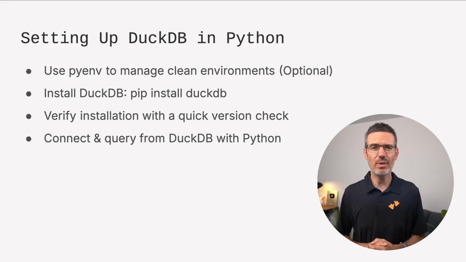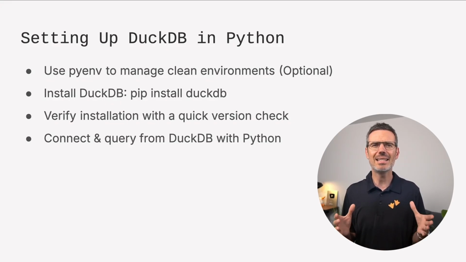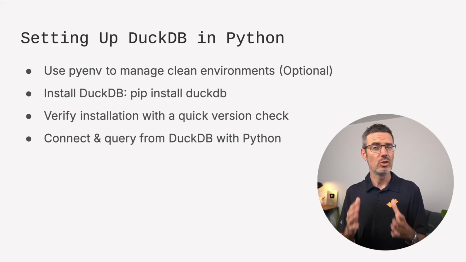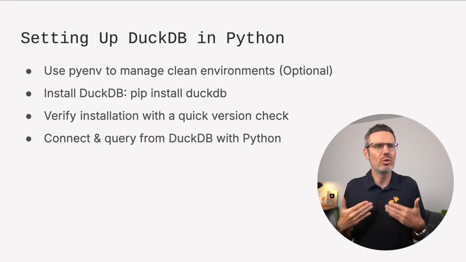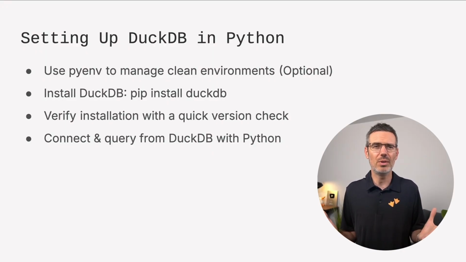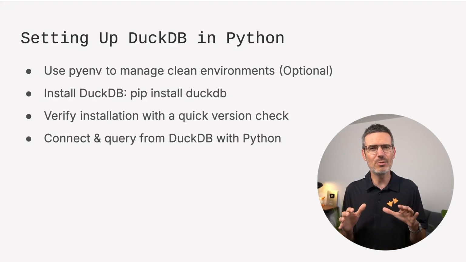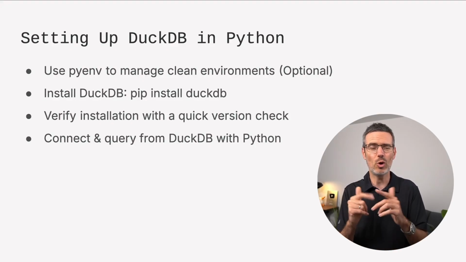Once the environment is ready, installing DuckDB is as simple as it gets. Just do an upgrade pip and then run pip install DuckDB. That's all. To verify the installation, we'll open Python, import DuckDB and print the version number. If that works, we're ready to connect and run our first query. If you get a version number, then we know everything is working and we're ready to go.